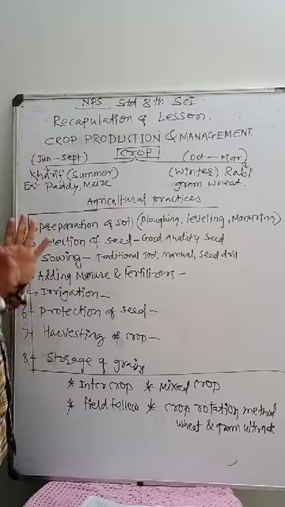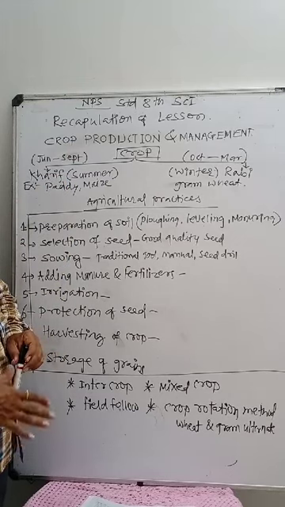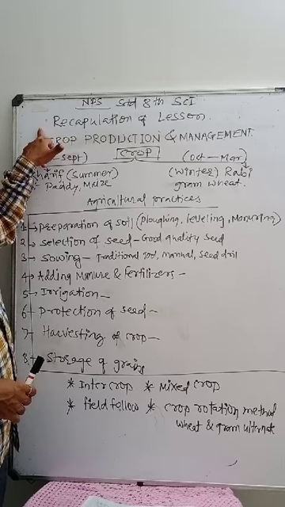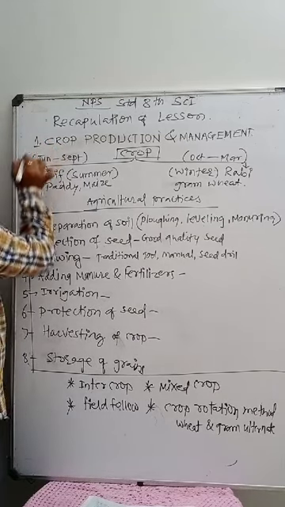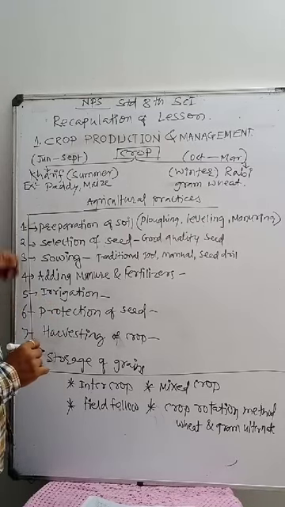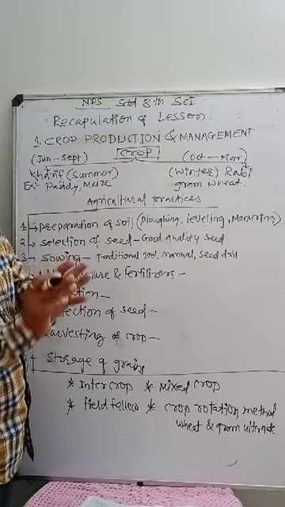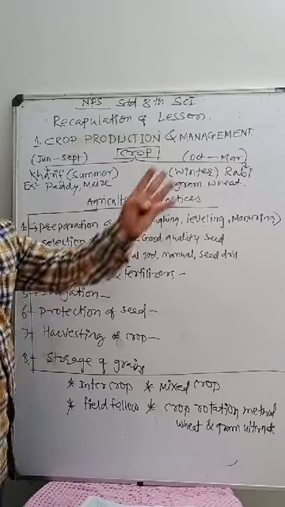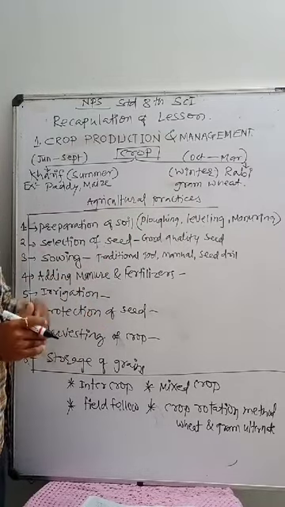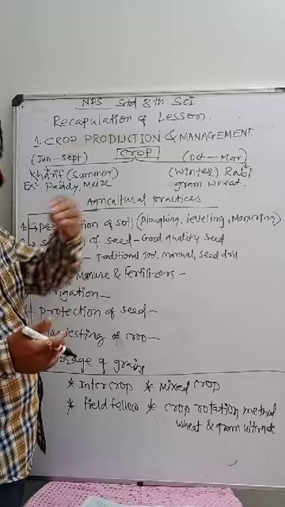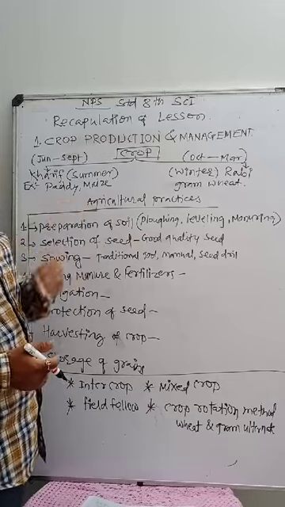Crop production and management. We are going to revise the entire lesson. Recapitulation of the lesson. What is the name of the lesson? Crop production and management, lesson number 1 of standard 8 science. First we learned about crops. A crop is nothing but the same kind of plants growing at one place on a large scale. There are 3 kinds of crops depending on what they give us: food producing crops, fiber producing crops, and oil producing crops.